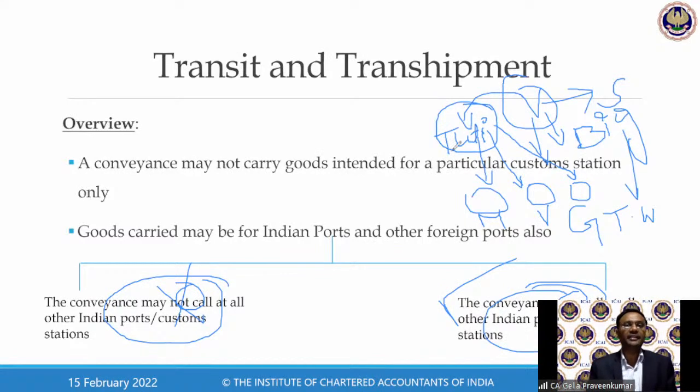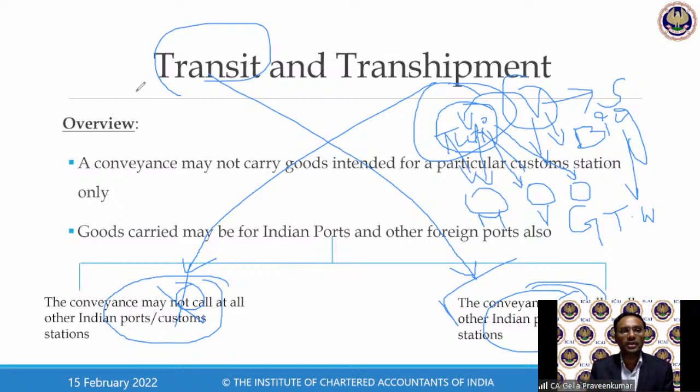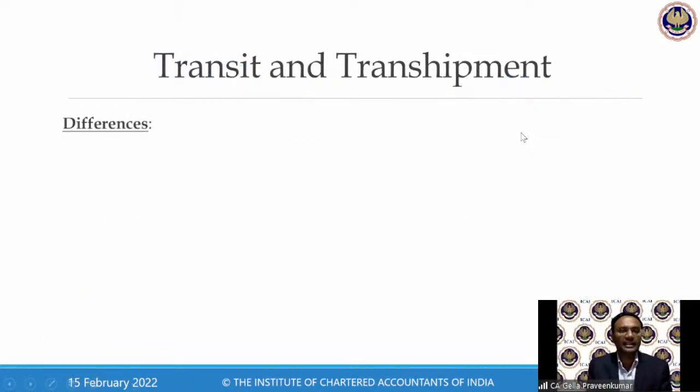This mechanism was identified where they call it transit, where I visit all the stations. Transshipment, I don't visit all the ports. A big vessel which is coming into India, which cannot enter all the ports in India, I can call that a transshipment. Means I ship from one conveyance to another conveyance. So from a big conveyance, I ship it to smaller conveyances. Rather, if I come in a small boat, a small ship, where I visit all the particular customs areas in India, then I call that a transit. So this is the basic purpose of transit and transshipment.